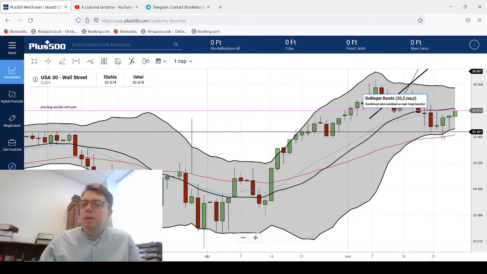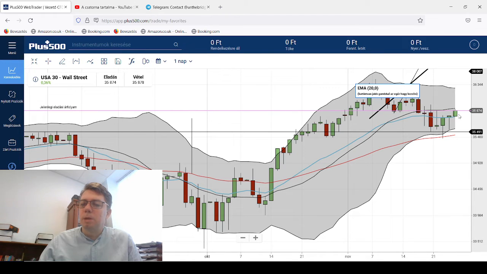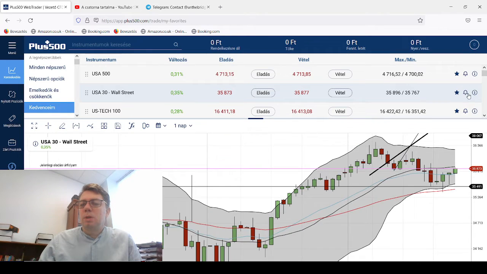We had a pullback, touched the 50-day EMA and bounced back, spent some time here between these two EMAs, but now eventually Dow Jones decided to break above. We are above that. That's a very bullish sign. Good, so that's Dow Jones.